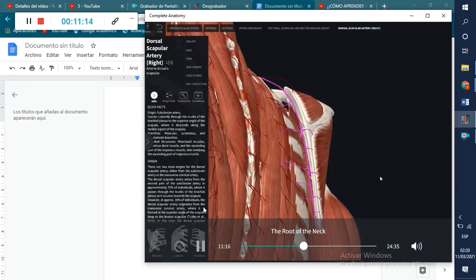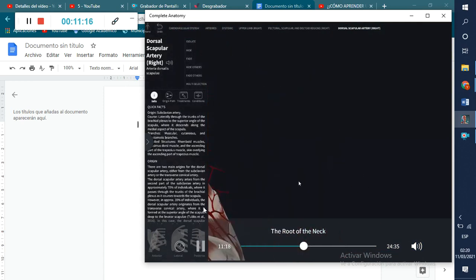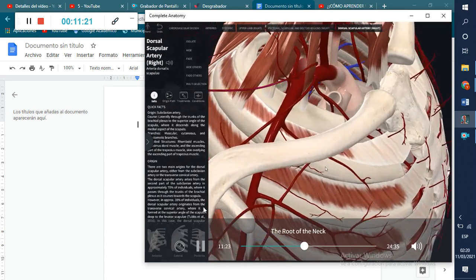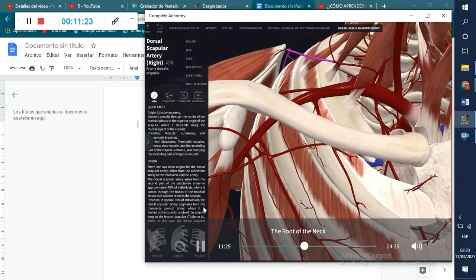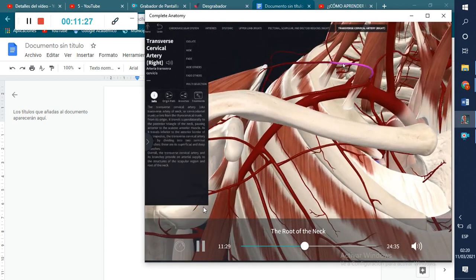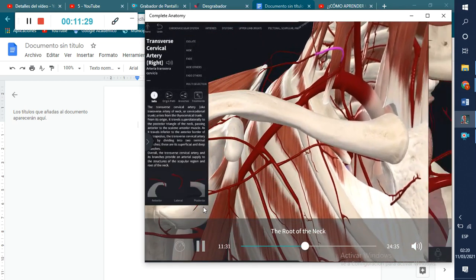but usually it would be coming off the third part or the second part, and so here we can't see the dorsal scapular artery coming off the third part, so we're dealing with a variation here, as it is in this case a branch off of an existing artery, which would be the transverse cervical artery.